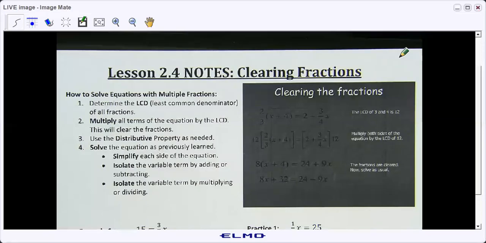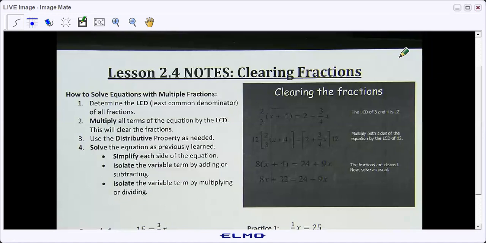Okay, so we're starting with lesson 2.4 today. There really isn't any difference in this lesson than solving regular equations other than there are fractions in our equations. And then lesson 2.5, which we will do next, there will be decimals in our equations.